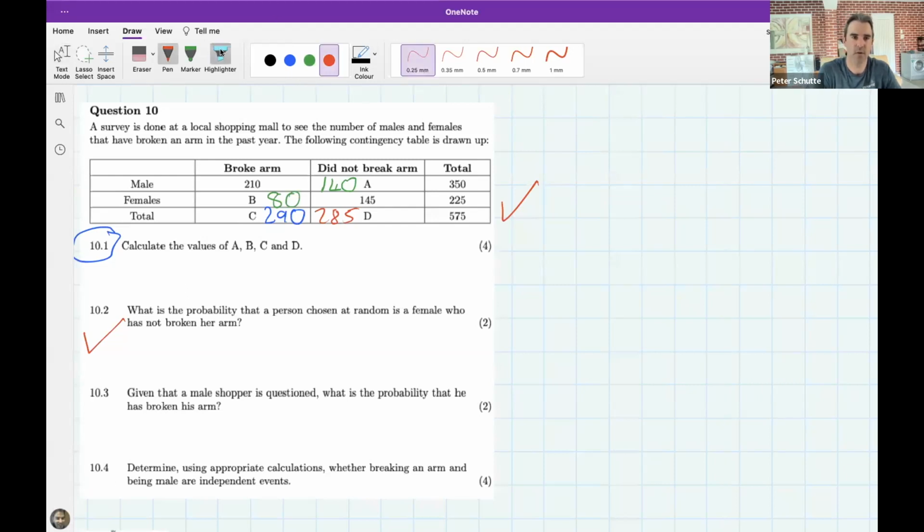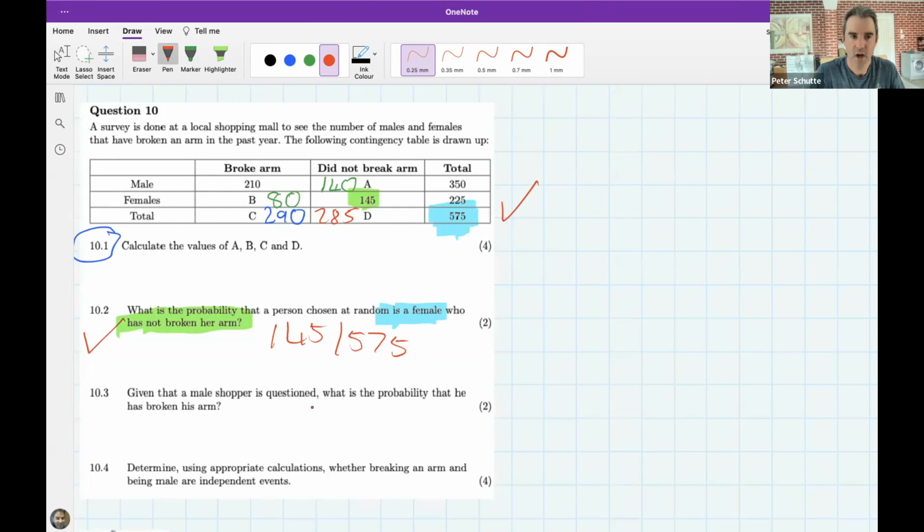So I know that this is going to be an important number because that's the total number of students. And so the person is female, and has not broken her arm. So where is that? So female is that row, did not break an arm. It feels like that would be the important one. And the answer I'm seeing in the chat is 145 divided by 575. If they want to do decimal places, that's fine. But here they haven't said anything.